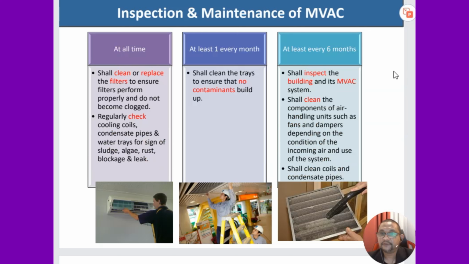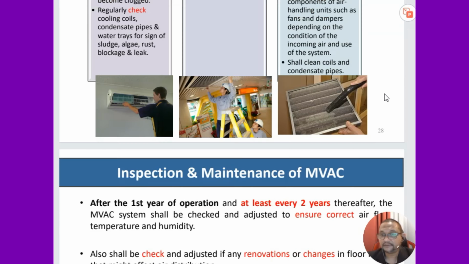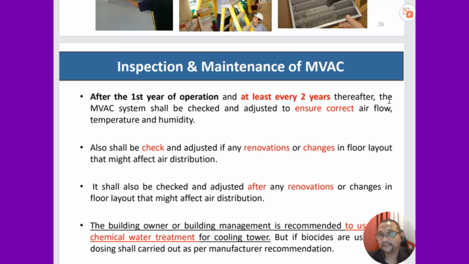So, an example of inspection and maintenance of MVAC at all times: you can clean and replace filters at least once every month, making sure there are no contaminants built up, or at least every 6 months you shall inspect and also clean the filter. This is the process or method of how you can maintain MVAC.